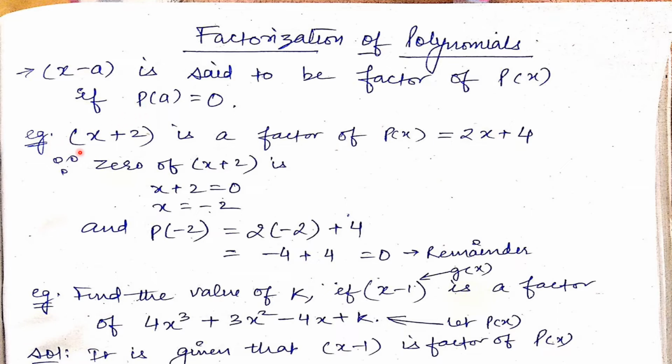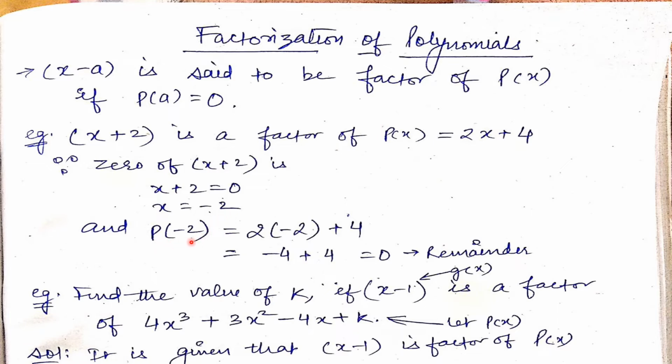Suppose x plus 2 is given to you and you have to check whether it is a factor of p(x) or not. What is p(x)? p(x) is 2x plus 4. To check, we always find the zero of the divisor. So we find the zero of this as minus 2. Now we have to put minus 2 in p(x).